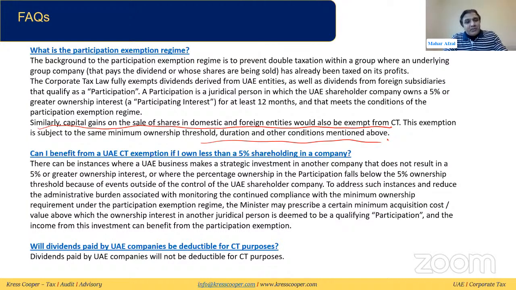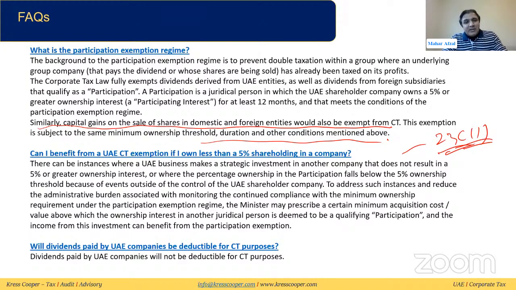Can I benefit from a UAE CT exemption if I own at least 5% shareholding in a company? Can I benefit from a UAE CT exemption if I own less than 5% shareholding? We have already discussed this Article 23(11) condition. The minister can set the threshold. If the investment is more than that threshold, then yes, you can still do this.